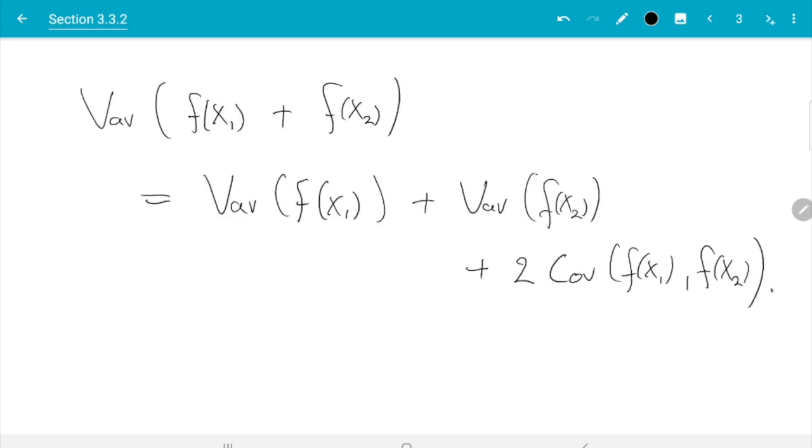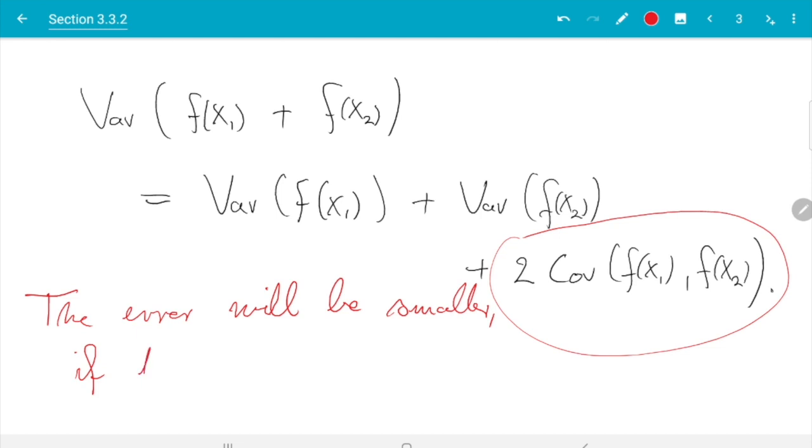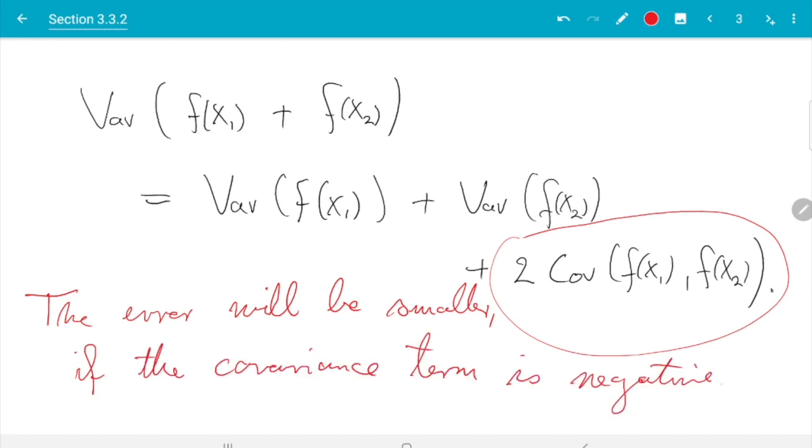And now we have this new term popping up in the variance. This extra term is new for the antithetic variable method, and it can help us or make the estimate worse, depending on its sign. So the error will be smaller if the covariance term is negative. And that is the main idea.